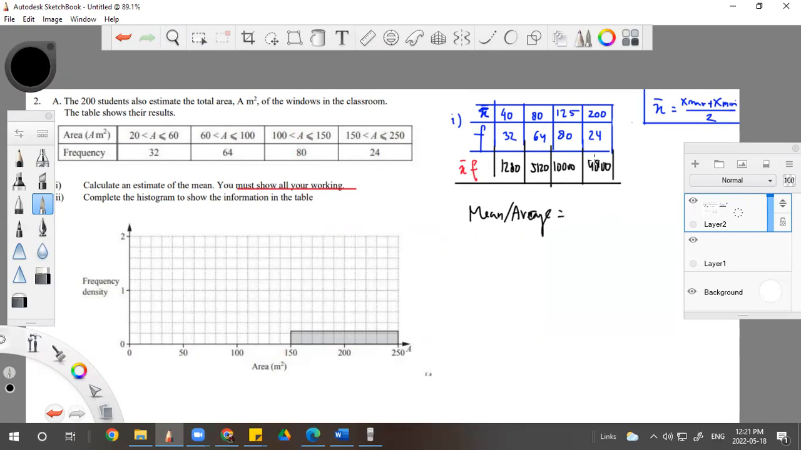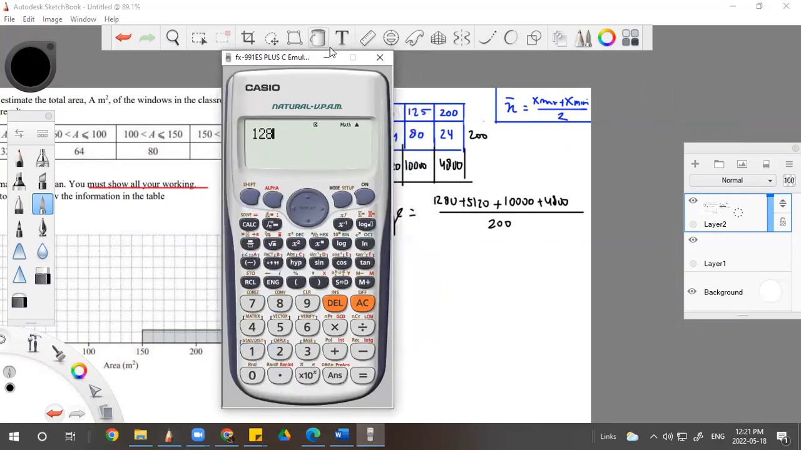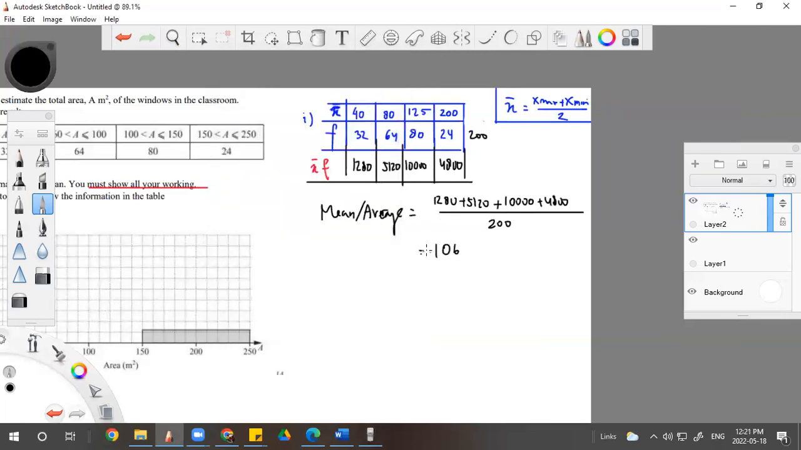is equal to, add all the numbers, again, show all the workings. 1,280, 5,120, 10,000, 4,800. You divide by 4. Wrong. You divide by 200, right? Because of the total frequency. Don't think there are 4 categories so it's 4, be careful, the total will be wrong. Don't let that happen. Okay. 1,280 plus 5,120 plus 10,000 plus 4,800. You divide, oh, good number. 106. That's it. That's the estimation of the mean.